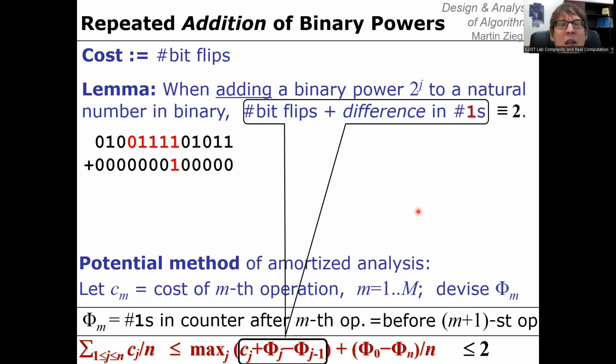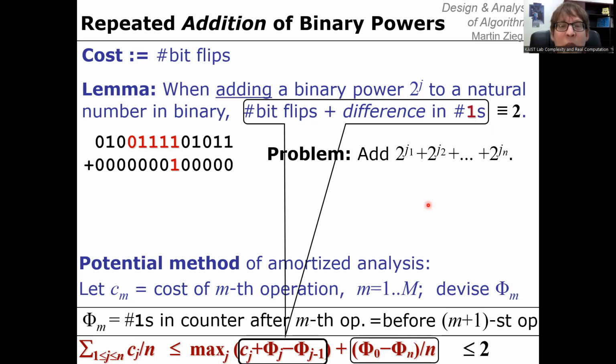Please keep this in mind, because this is something that we're going to recall and reuse later when we analyze Fibonacci heaps. So the message to take away here: a generalized binary counter that allows for addition of binary powers of 2 still has amortized cost that is constant, at most 2. So here's the kind of problem. We have a repeated sequence of additions of various powers of 2, different powers or same powers.